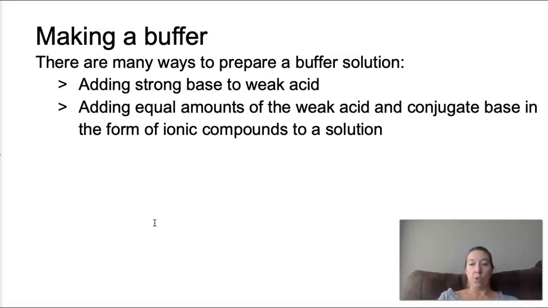The other way that I can do it, which tends to probably be the more common way of doing it, is to basically add equal molar amounts of the weak acid and the conjugate base in the form of an ionic compound to a solution, right? So if I were to add, let's say vinegar, because vinegar, CH3COOH, is a weak acid, and I were to add sodium acetate, right? It contains the acetate ion, which is conjugate to acetic acid. And that's one way that I could do it, okay?